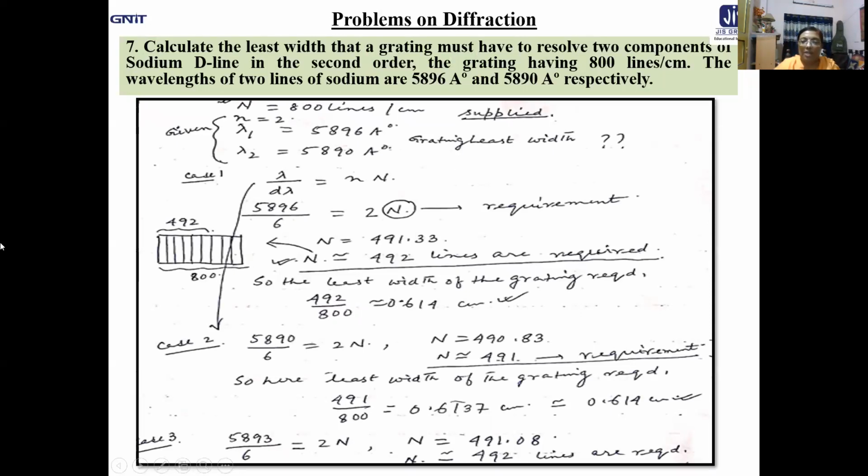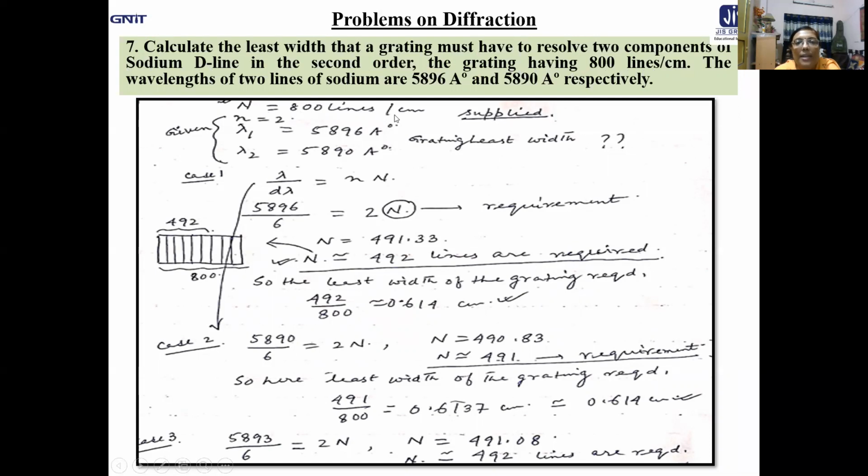Look at the question once more very carefully. Calculate the least width that a grating must have. That means you have to find the minimum width of the grating which can resolve the two components of the sodium D line in the second order. The grating has 800 lines per centimeter, and the two wavelengths of the sodium D line are supplied to you. So what is given?